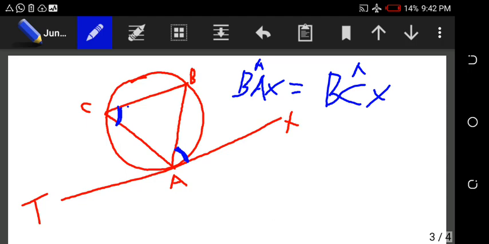So this is basically what the theorem is saying: the angle formed between a chord and a tangent is equal to the angle subtended or made by the chord in the alternate segment. Let's go ahead and look at some examples.